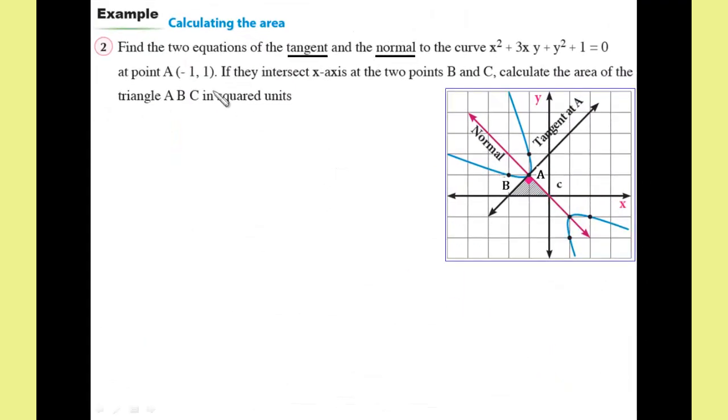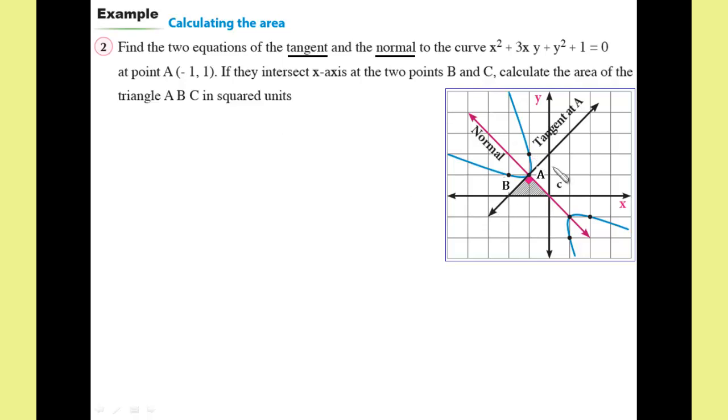Now example 2. In this example we will calculate the area of a triangle. Here, find the equations of the tangent and the normal to the curve x squared plus 3xy plus y squared plus 1 equals 0, at point A (negative 1, 1). If the tangent and the normal intersect the x-axis at the 2 points B and C, calculate the area of triangle ABC in square units.